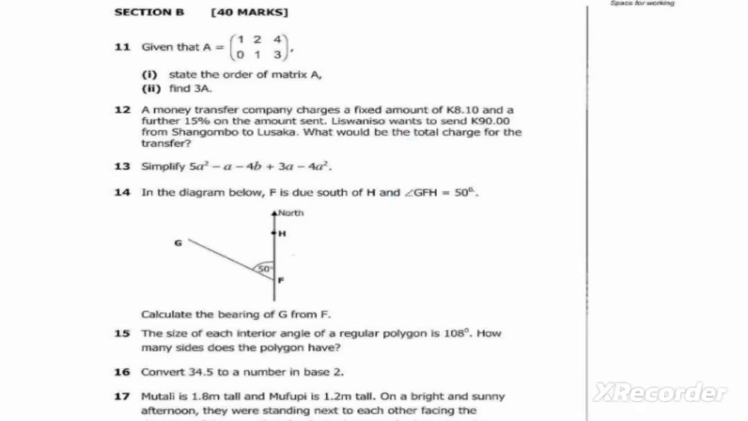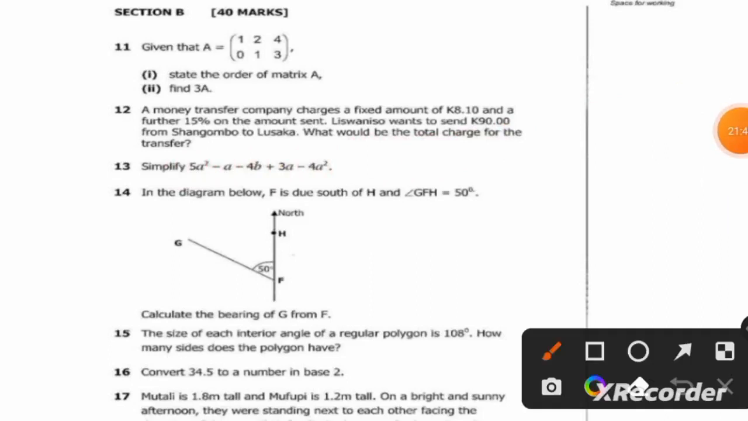Question 12. The question reads, a money transfer company charges a fixed amount of 8 kwacha ngwee and a further 15% on the amount sent. Someone wants to send 90 kwacha from Shangombo to Lusaka. What would be the total charge for the transfer?